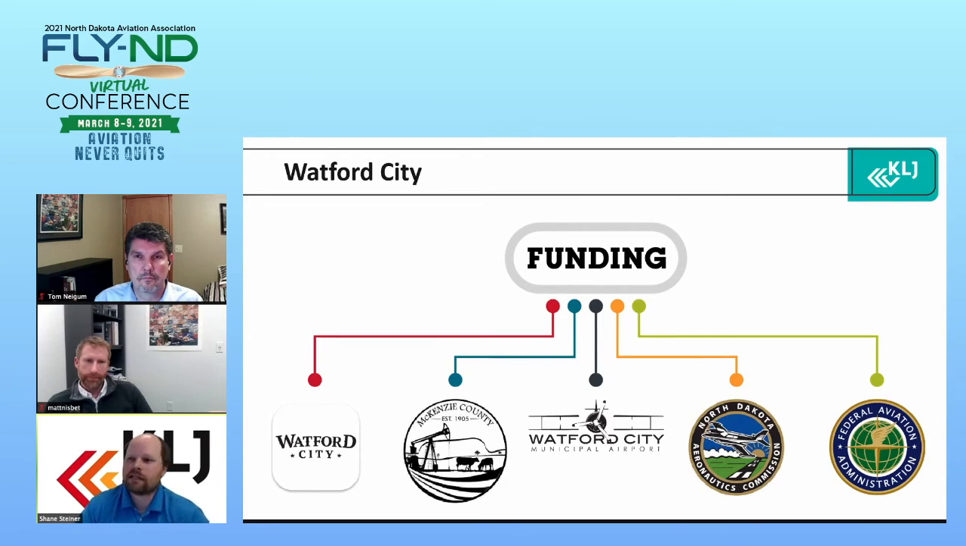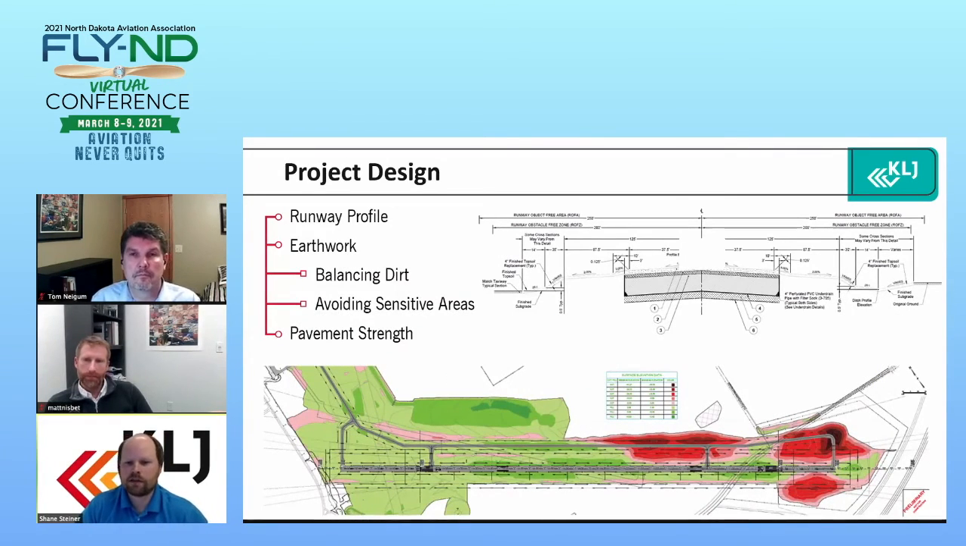If you want to go to the next slide, Tom, we'll get into a couple of the design elements that were challenging and unique for the project. The first is, as Matt mentioned, the runway profile. We had some terrain constraints where the elevation going from north to south, or on the slide here from left to right, went up at about a 2% slope. So trying to keep the ground as similar as possible to reduce earthwork was big.